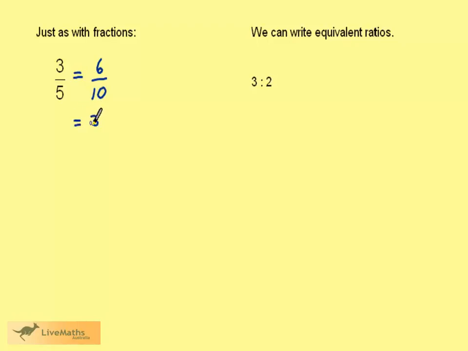We could multiply top and bottom of 3/5 by 10, giving us 30/50. Or we could multiply top and bottom of 3/5 by 4, giving us 12/20. These are all equivalent fractions to 3/5.